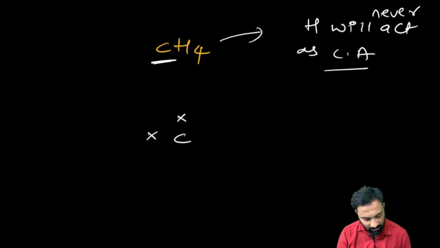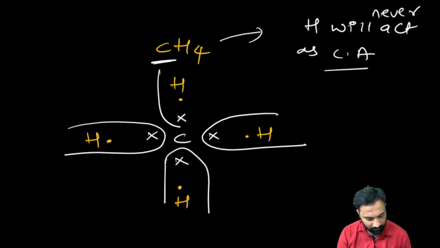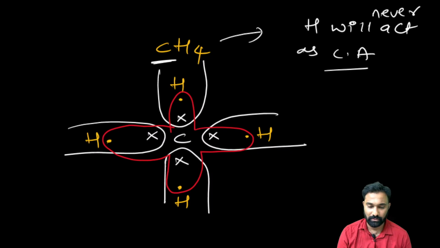Carbon has 4 valence electrons. Each hydrogen has 1 electron. To complete its duplet electronic configuration, each hydrogen requires 1 electron, so it will take 1 electron from the carbon. Next, this carbon to complete its octet requires 1 electron, so it will take 1 electron from each hydrogen in this manner, right?